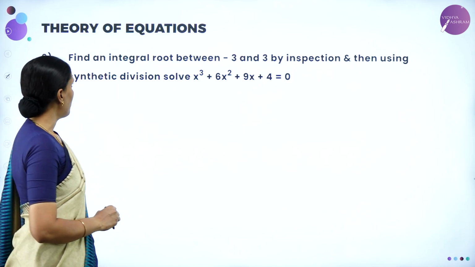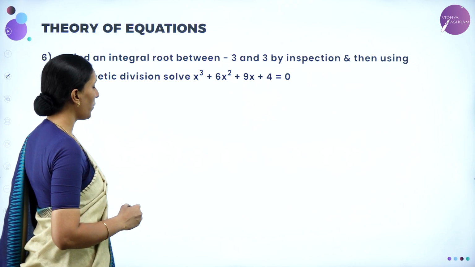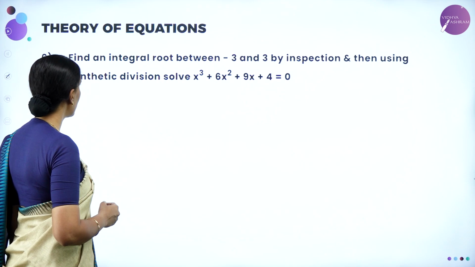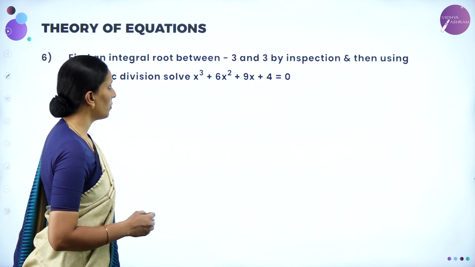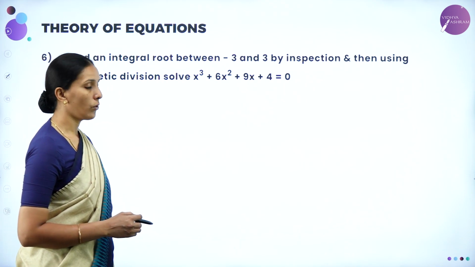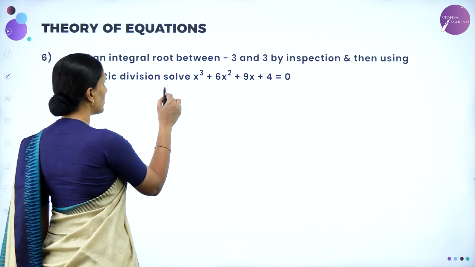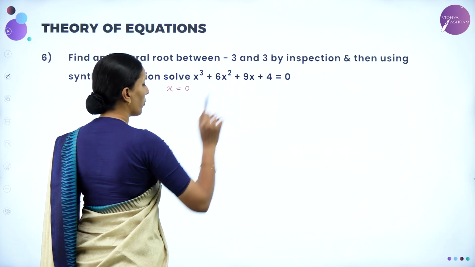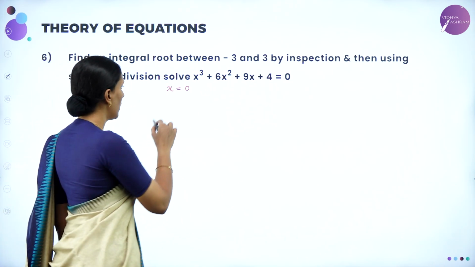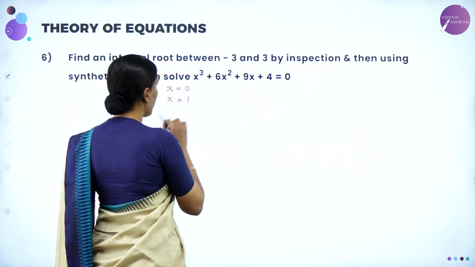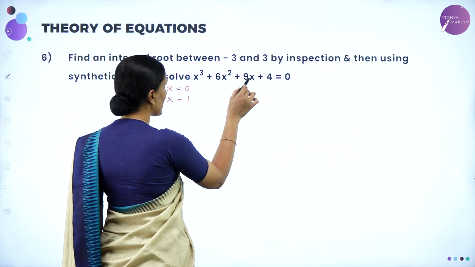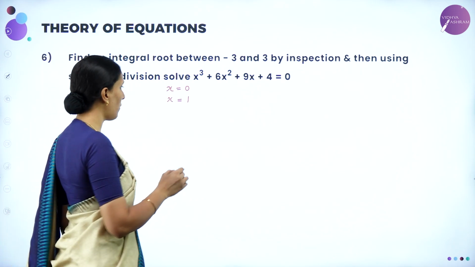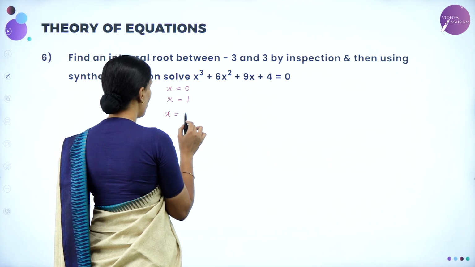We'll take one more example. Find an integral root between minus 3 and 3 by inspection and then, using synthetic division, solve x cube plus 6x square plus 9x plus 4 is equal to 0. Now first let us check for x is equal to 0. If we put x as 0, we'll get 4 equals 0, which is false. Next we'll take x is equal to 1. If we put 1 plus 6 plus 9 plus 4, it's again a positive number which is equal to 0. Again it is false.